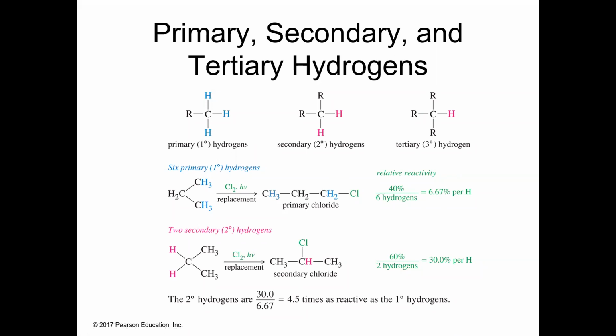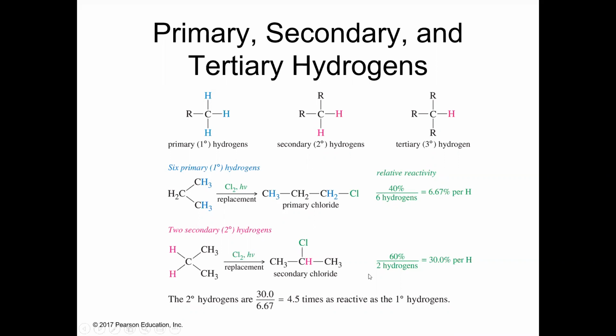Okay, well, it turns out that the product yield is not what we would expect if this were a pure random process. Okay, we have 6 of these methyl hydrogens on carbons 1 and 3. We have 2 of these. And if this were a pure statistical process, the ratio should be 6 to 2 or 3 to 1. Okay, but it's not.